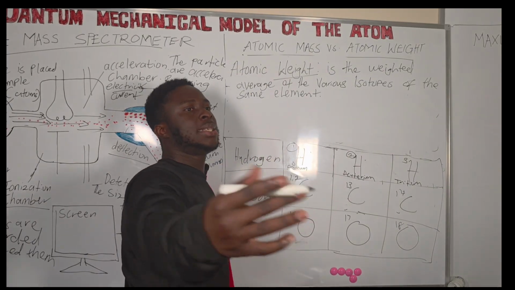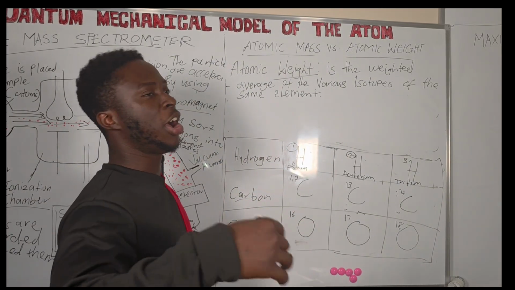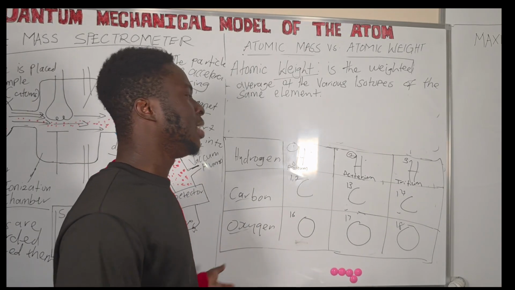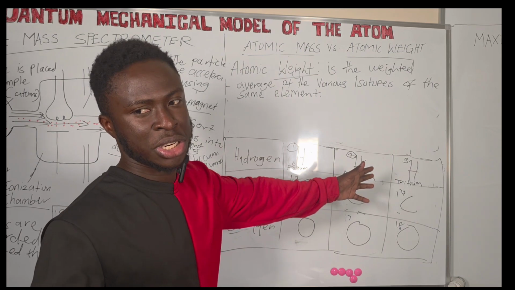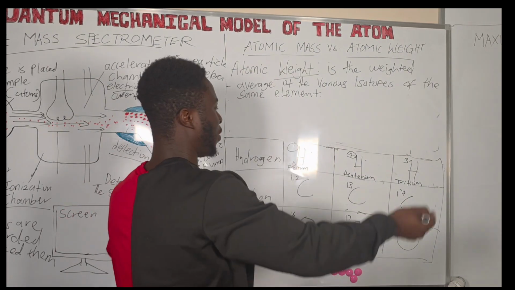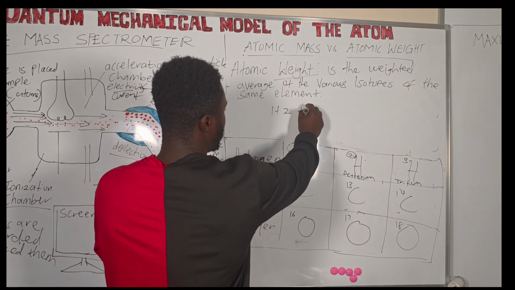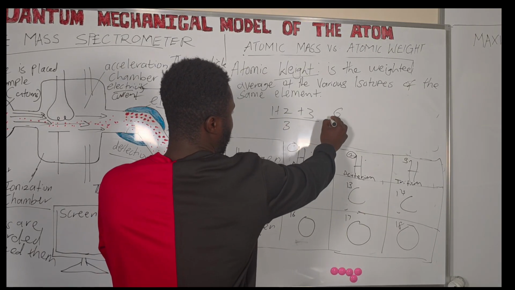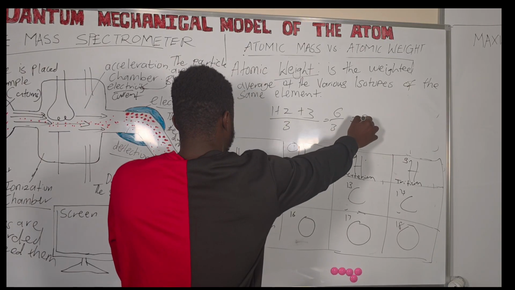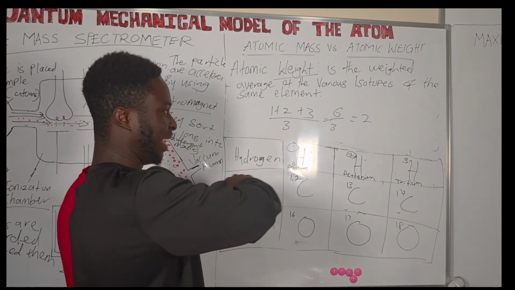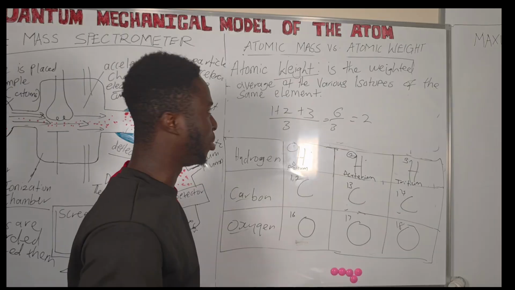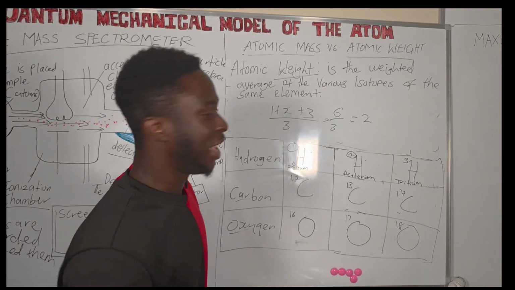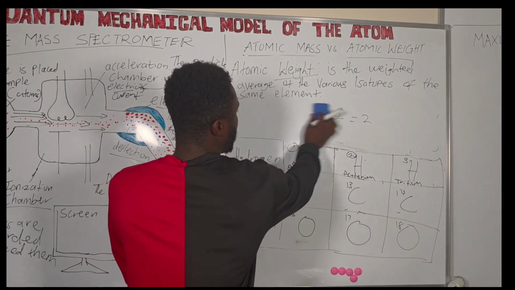Now, you would think, or the average person would think, okay, we know how to calculate averages. If I want to calculate the atomic weight of hydrogen, I could just go 1 plus 2 plus 3, which will give me what? Divided by 3, which is 6 divided by 3, which will give me 2. But no, if you look on the periodic table, the atomic weight of hydrogen is like 1 point something. It's not 2. Same thing with carbon 12, right?